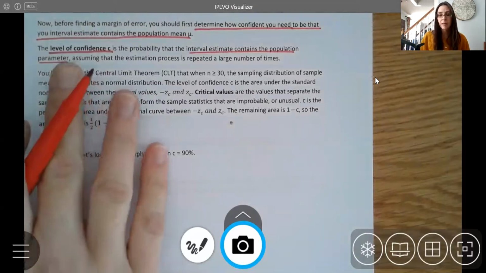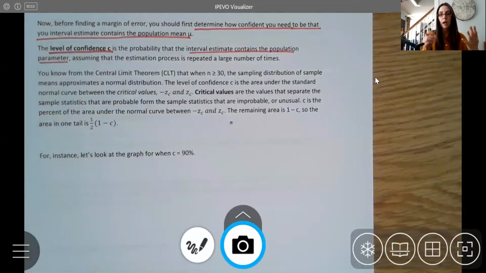So again, it's always a balance of having a high level of confidence, but also having an interval that's not too wide, because then that's not helpful either.